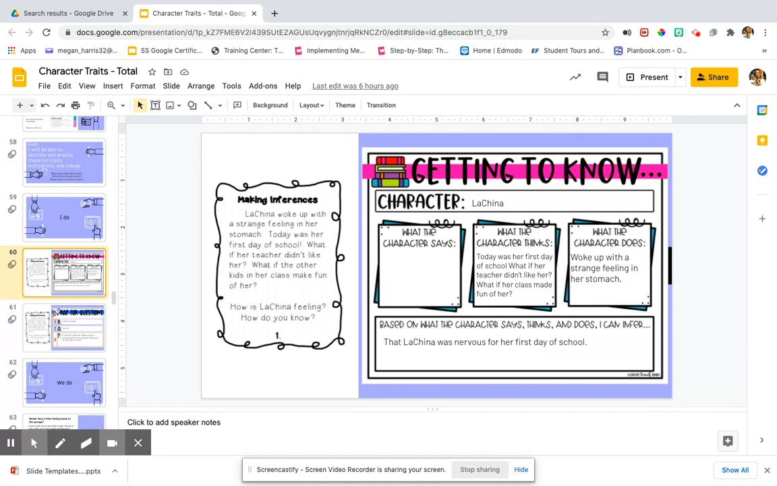So here is my model from last week. Remember LaChina? She had a strange feeling in her stomach. Today was her first day of school. What if her teacher didn't like her? What if the other kids in class made fun of her? And so we tried to ask ourselves, how is she feeling?